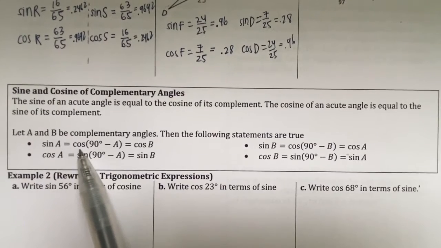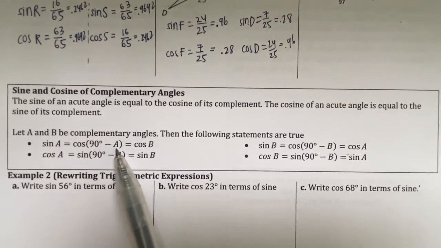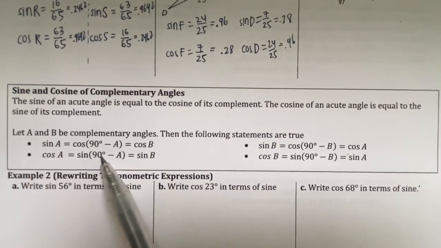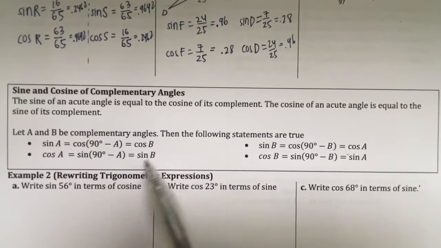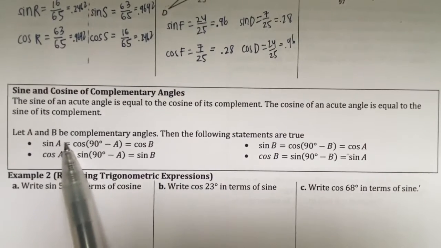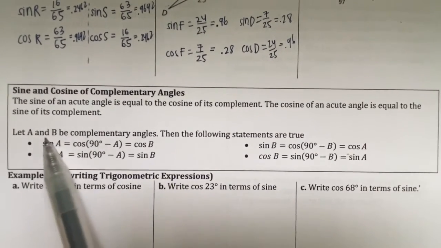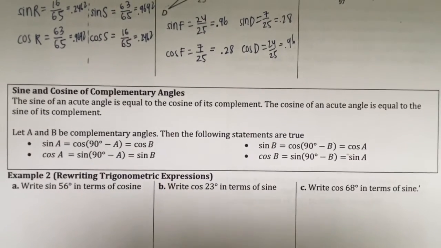Sine of A is going to be cosine of 90 minus angle A, and that's going to give you cosine of B. Cosine of A is equal to sine of 90 minus A. This will give you sine of B. So essentially all you're doing is taking that angle measure, subtracting it from 90, and then changing from sine to cosine or cosine to sine. And that's all you have to do.